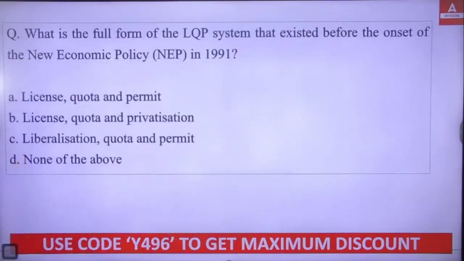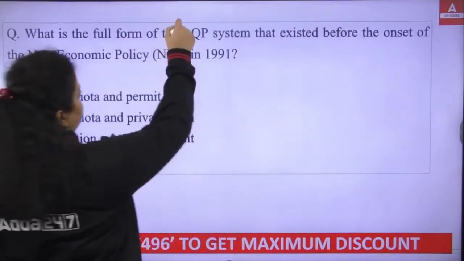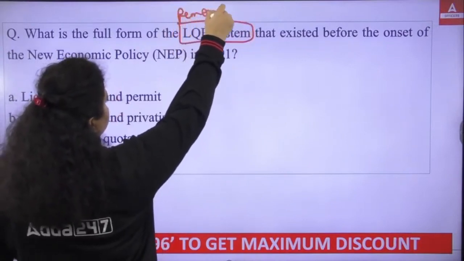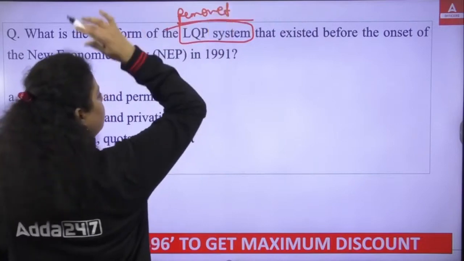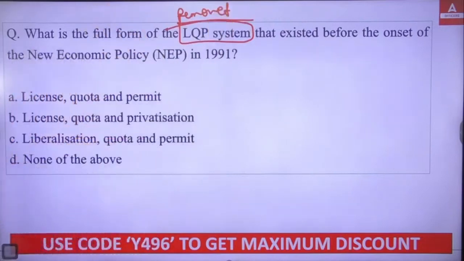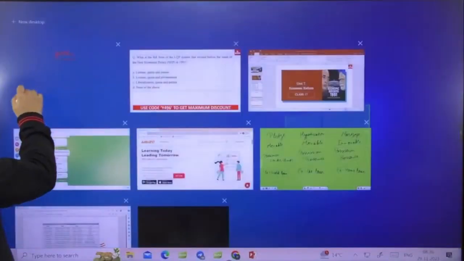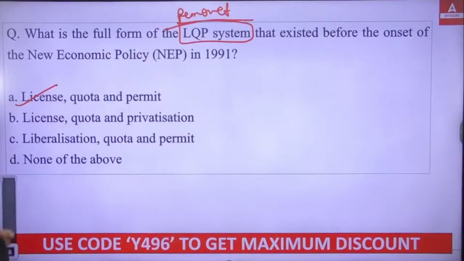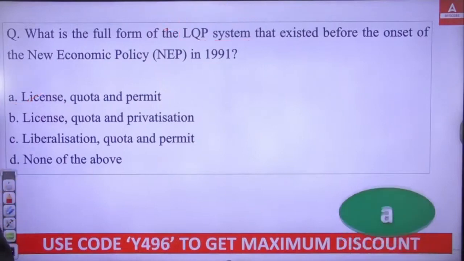Okay, now what is the full form of LQP system? The LQP system has been removed in the liberalization. Now it became a thing of the past because it was removed by the liberalization. So it stands for what? License, permit and quota raj. It means the right answer will be A. License, quota, permit. Okay, so the right answer is your A.